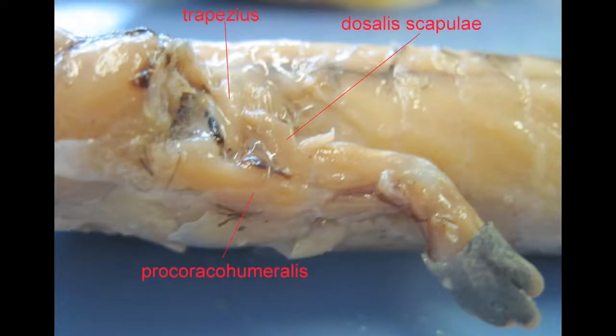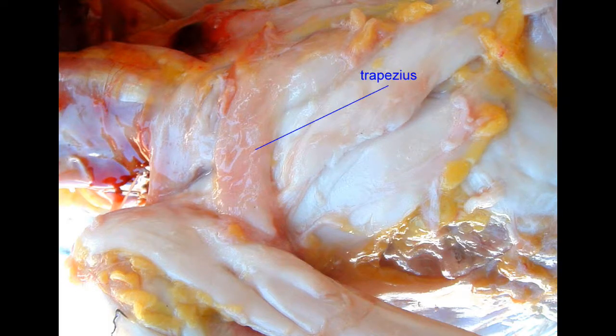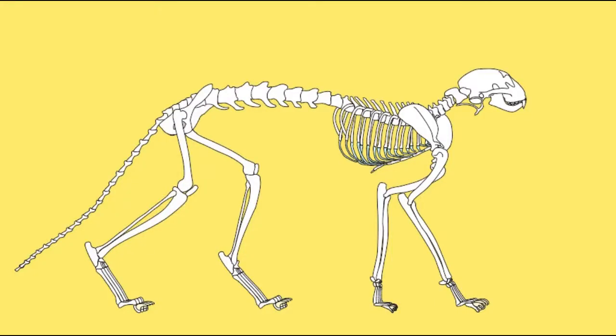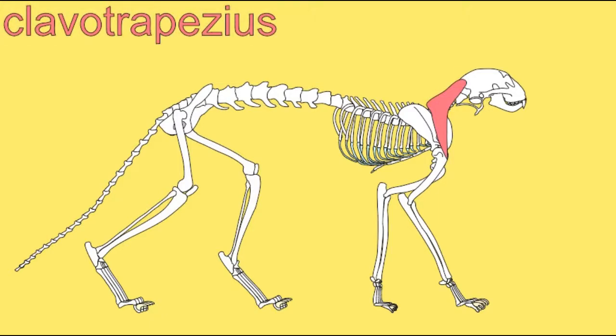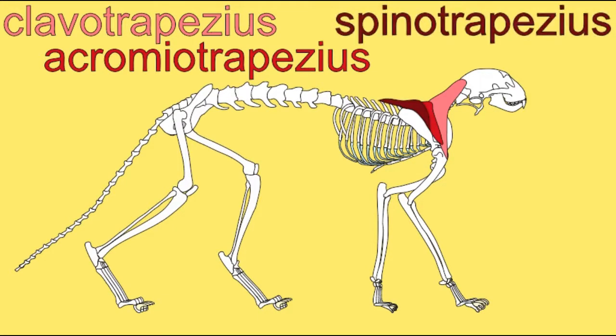Its shape is often a thin strap-like muscle in tetrapods as diverse as salamanders and birds, such as the pigeon and chicken depicted here. The trapezius expanded in mammals, as is seen in this opossum, and is often split into three separate muscles: the clavotrapezius, the acromiotrapezius, and the spinotrapezius.